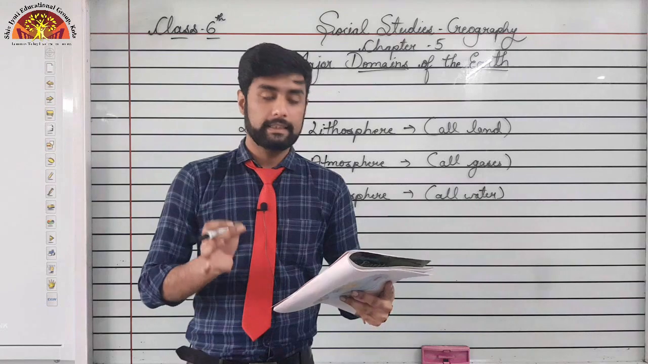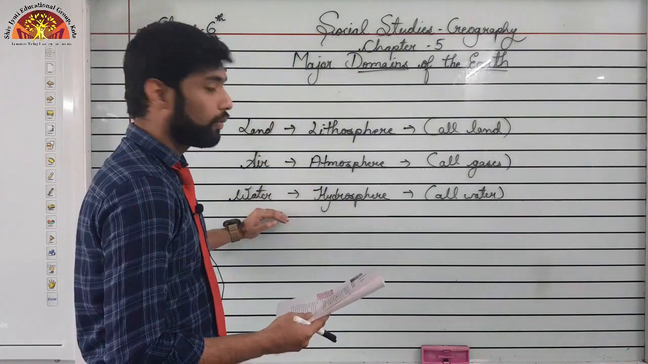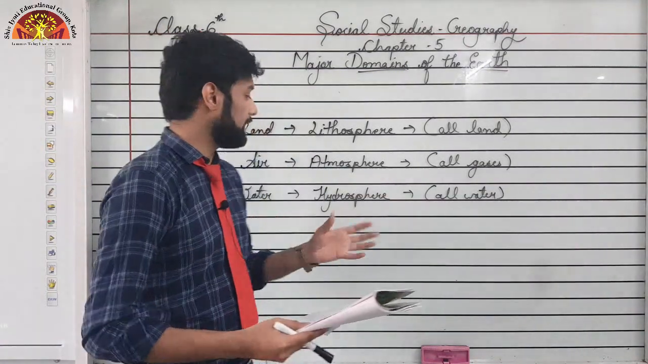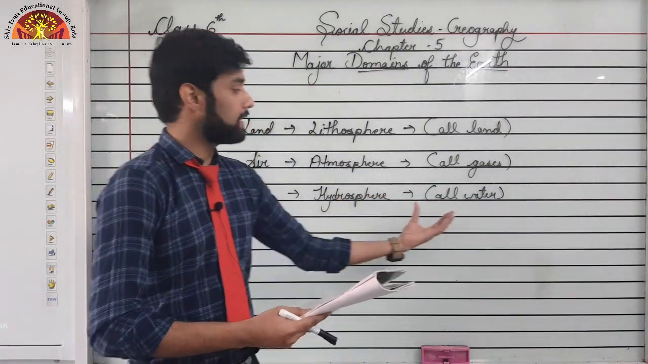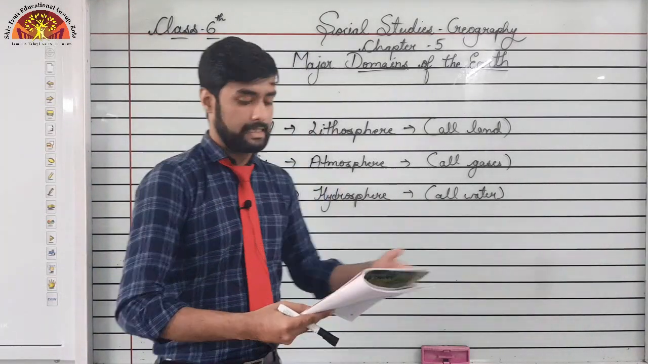Atmosphere is where oxygen, nitrogen, carbon dioxide and other gases are found. Now, we all know that water covers a very big area of the earth's surface, and this area is called the hydrosphere, that is all water part. It comprises of all the oceans, rivers, lakes and seas.